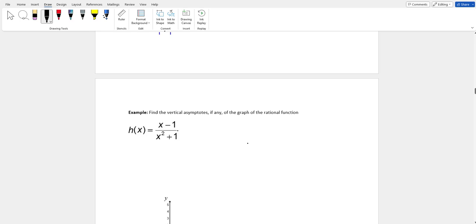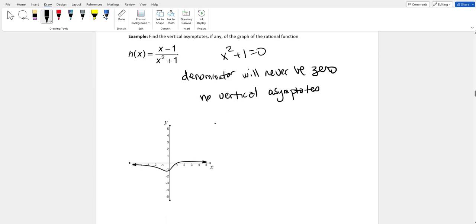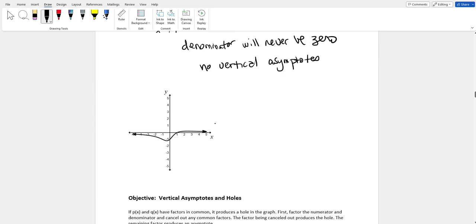The next one is h of x is equal to x minus 1 over x squared plus 1. So once again, if we set x squared plus 1 equal to 0, we will never have a value of x that will make the denominator 0. So the denominator will never be 0. In this case, there are no vertical asymptotes. If this is the graph, as you can see, there are no vertical asymptotes.